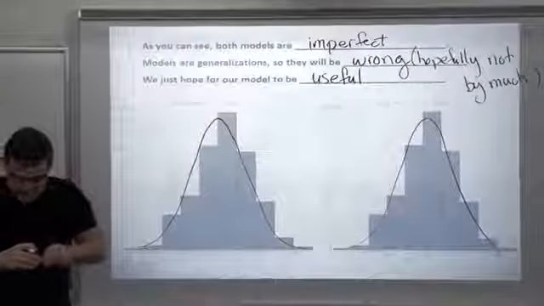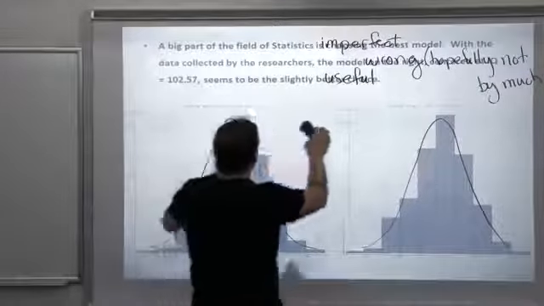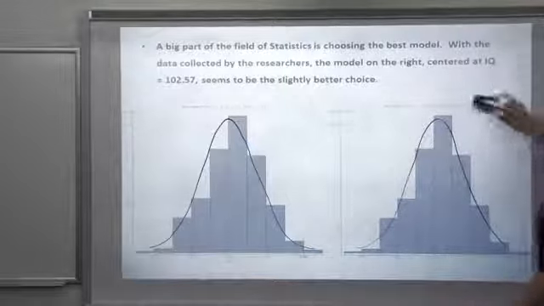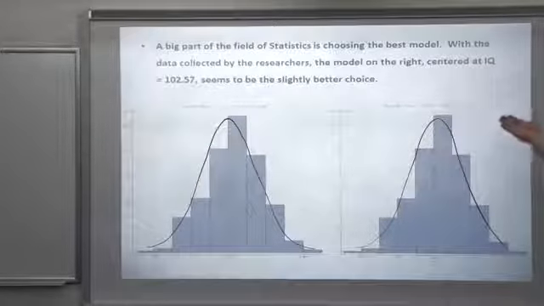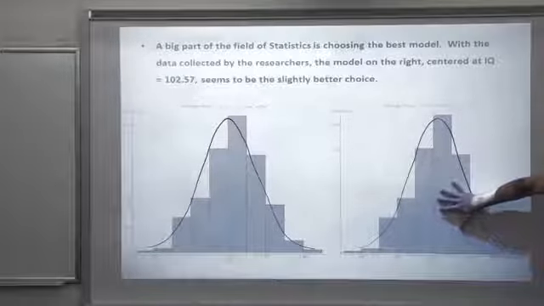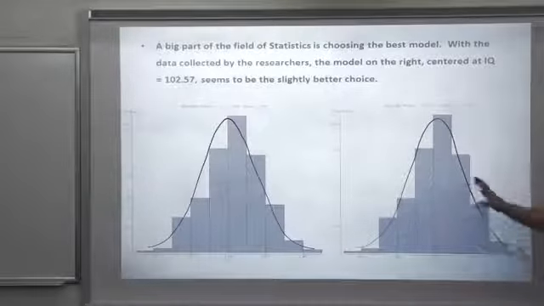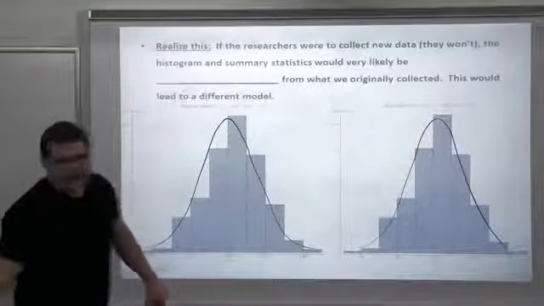All right. Flip the slide, we're still on the same page. A big part of statistics is choosing the best model, like I said. With the data collected by the researchers, the model on the right, this one here centered at the 102.57, is probably a better choice. But there's something that we need to think about at the bottom of the page there.